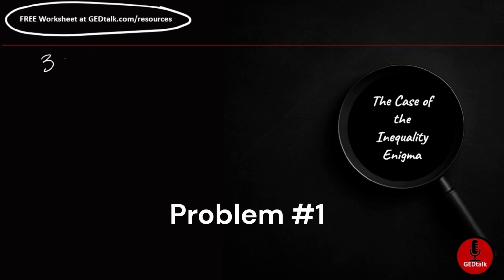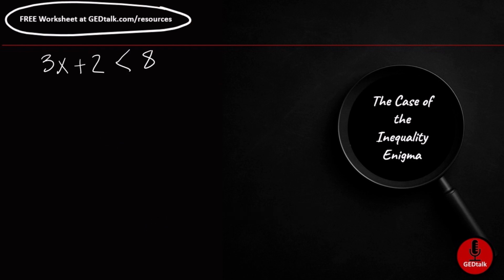You might see 3x plus 2 is less than 8. So we know that we need to solve for x and we need to get the variable by itself. The only difference here, folks, is the fact that instead of that equal sign, we have this less than symbol that's hanging out there instead. But we would go ahead and take care of this the same exact way we would take care of the other algebra problems that do have the equal sign.